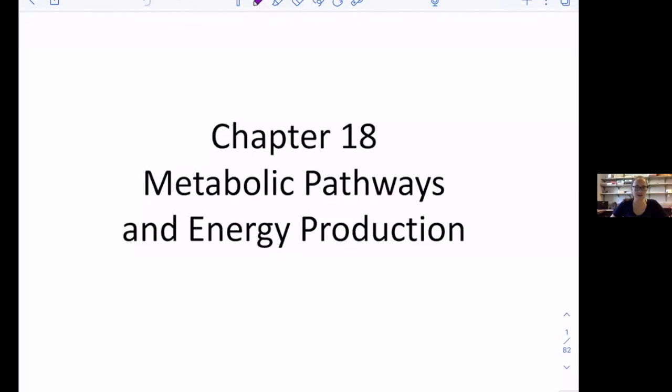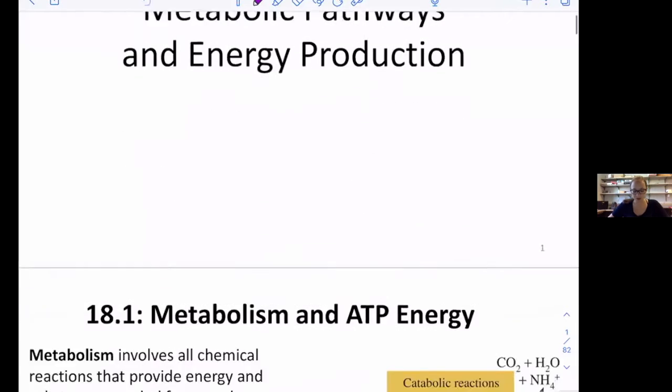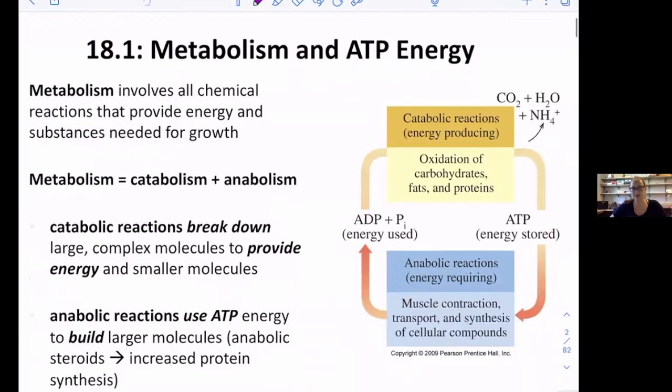Okay, so here's our last chapter. Chapter 18 is going to be on the metabolic pathways and energy production. So this is kind of the culmination of all of the different types of molecules, how our body uses these biomolecules to function, and specifically in terms of energy and how we power our body. Okay, so this first section starts off with just general, get you kind of oriented kinds of things.